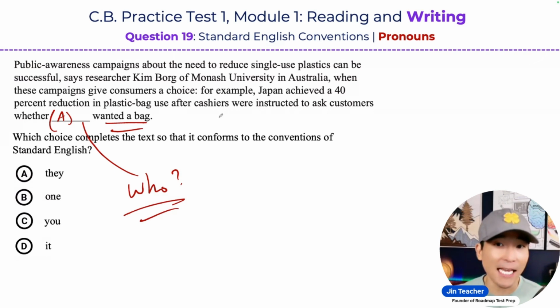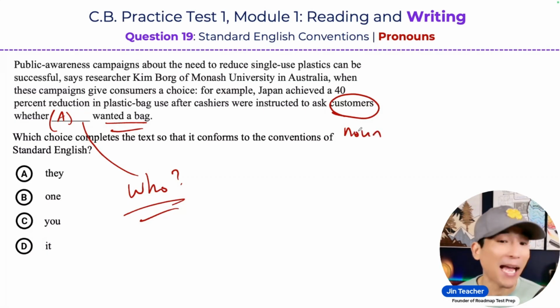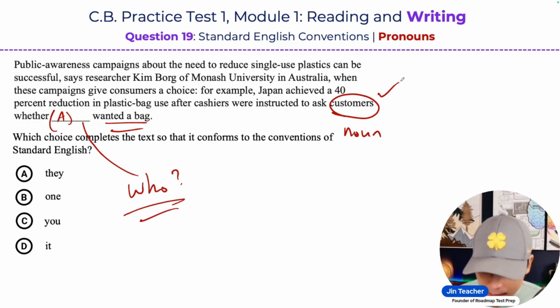So who is this referring to? All of you are going to say customers, right? So customers is the noun. That is clearly stated in the passage. So it's the customers that wanted a bag. Now that you know the logical answer is customers, that's great.